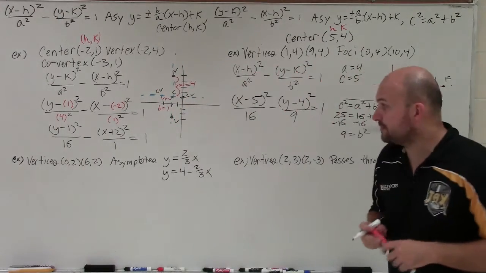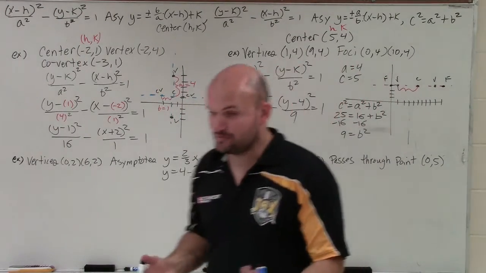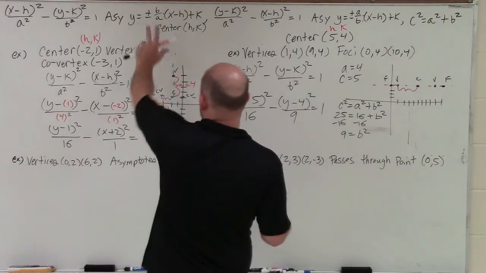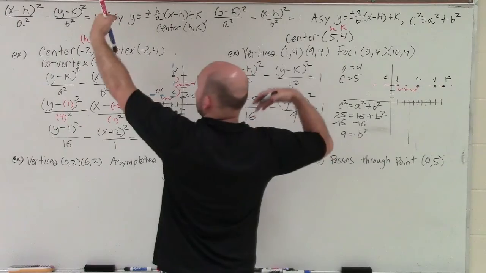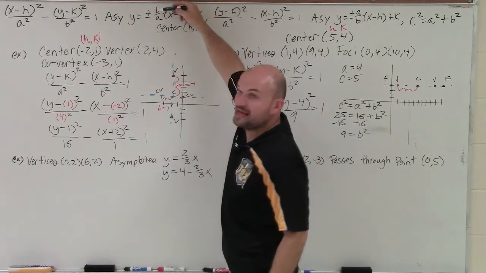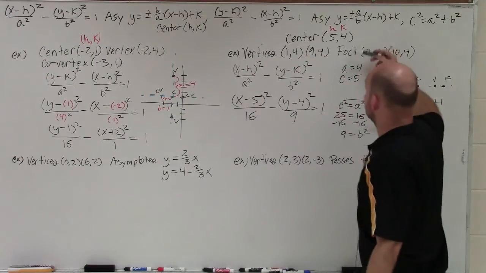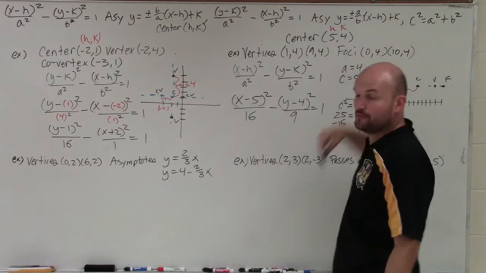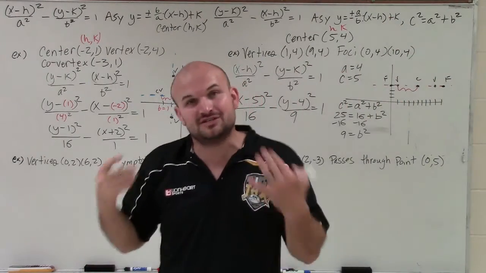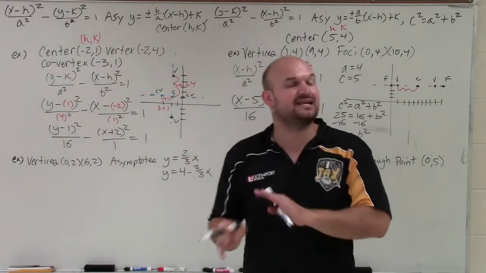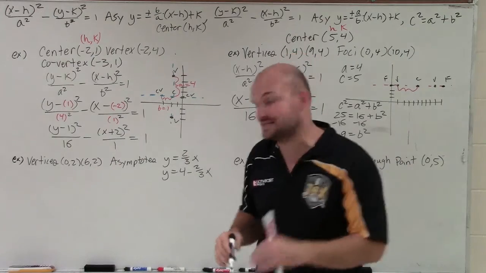OK, in the next example, we're now given vertices and the asymptotes. I actually like having the asymptotes because if you look at the equation for the asymptotes, if I know it's a horizontal transverse axis, then that fraction is b over a. If it's a vertical transverse axis, then I know that slope is a over b. So I can easily find a and b, but the only thing I don't know right now, which I need to figure out, is where's the center, and is it a horizontal or vertical transverse axis?